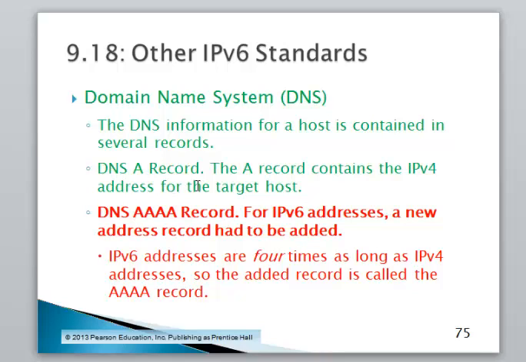So anyway, it's called an AAAA record. Some people call it a quad A or an A4 record, but it's just 4 A's because it's 4 times as long. That's how you know you're dealing with a version 6 DNS record.